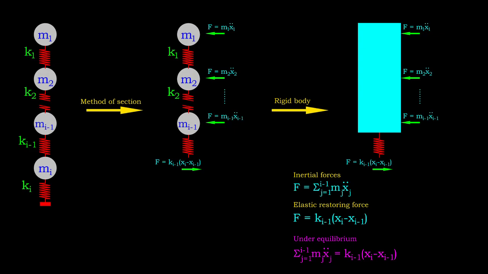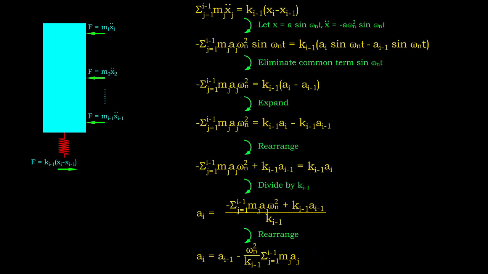Under equilibrium, the elastic restoring force in the affected spring element would equal the summation of inertial forces. The displacement of the spring element would be the relative displacement between the degree of freedom just above and below it. Let displacement be x = sin ωnt. The acceleration can be obtained by performing the second-order derivative of x with respect to time.